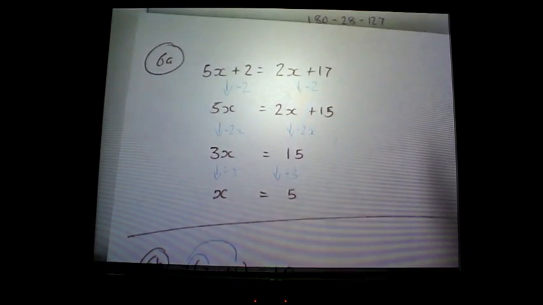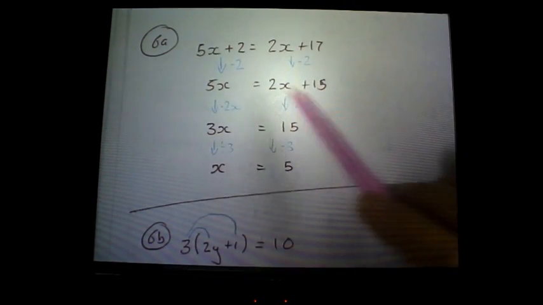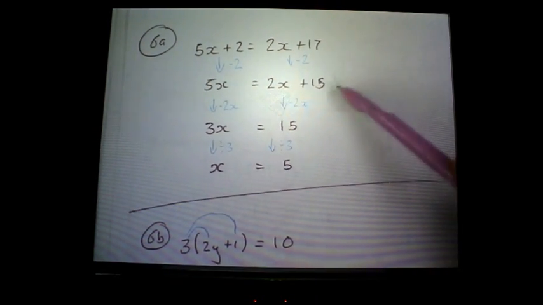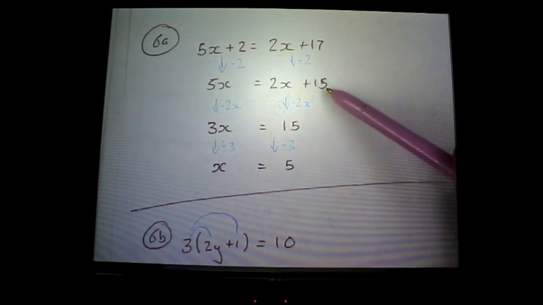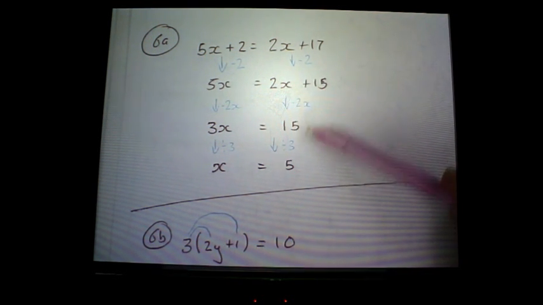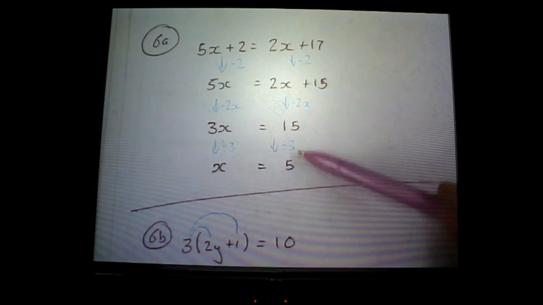Question number 6a, solve the equations. I've actually done this on a separate bit of paper, so I can explain to you what I've done. So here we go, question 6a. The question is 5x + 2 = 2x + 17. I've taken off 2, and you get that. Then I've taken off 2x, then you get that. Then I've divided by 3 each side, then you get x = 5.